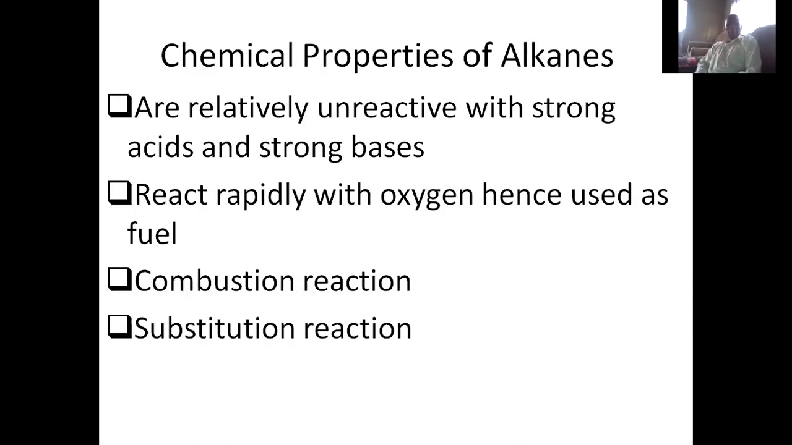And then the chemical properties of alkanes are that they are relatively unreactive with strong acids and strong bases. So they do not react with strong acids and strong bases. Also, they react rapidly with oxygen, hence they are used as fuel. When they are combusted or burnt in the presence of an adequate amount of oxygen, they rapidly burn, and so they are used as fuels. We are going to look at the combustion reaction, as well as the substitution reaction which these alkanes undergo.